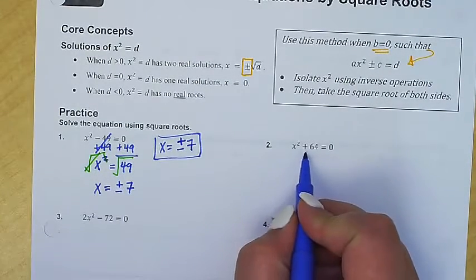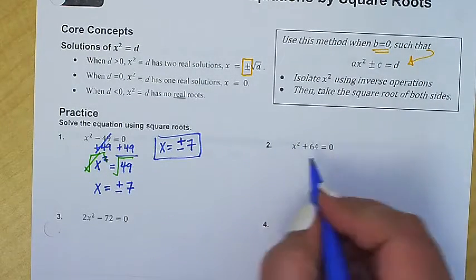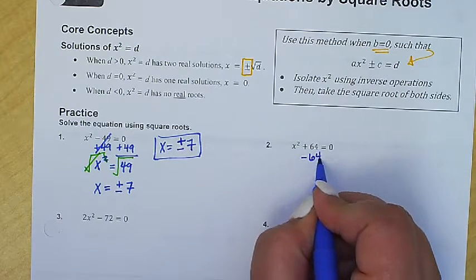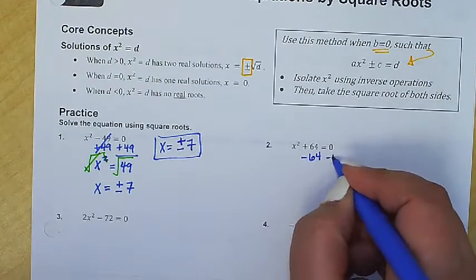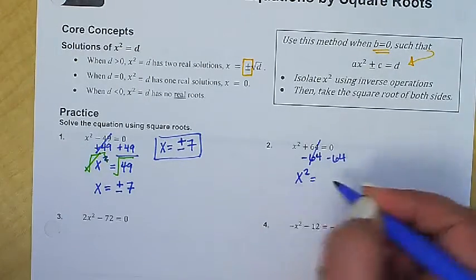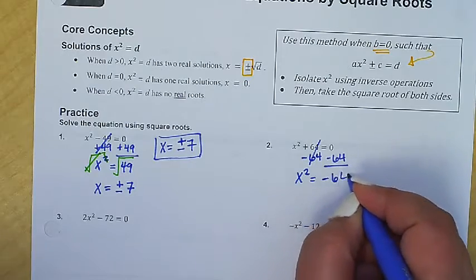Again, I see that there's no middle term here. That's great news. That means I can just isolate this and then take the square root. So to get x squared by itself, I'm going to subtract 64. That's the opposite of adding, is a negative or subtraction. That cancels. I get x squared is equal to 0 minus 64, which is still negative 64.